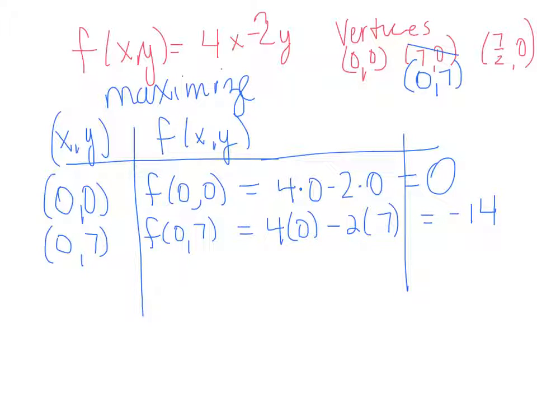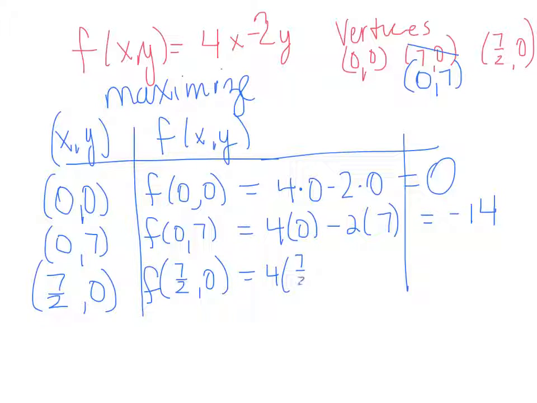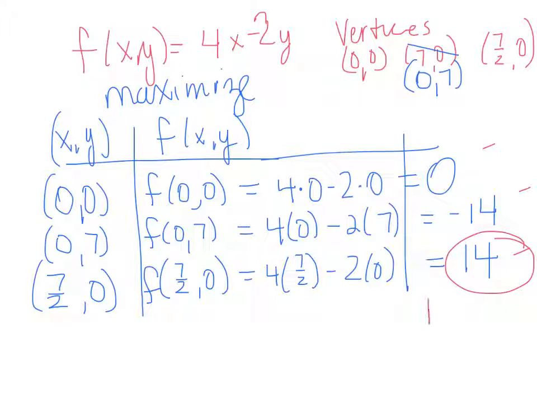Ooh. Then I have the last one. I have 7/2, 0 as the last vertex. I'll figure out the function when x is 7/2 and y is 0 and get 4 times 7/2 minus 2 times 0. So that becomes, look at that, plus 14. So now you have to ask yourself, which one of these numbers is the largest number? Oh, this one is the maximum value.